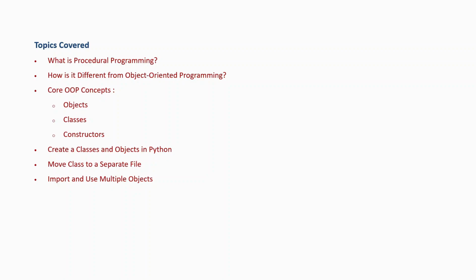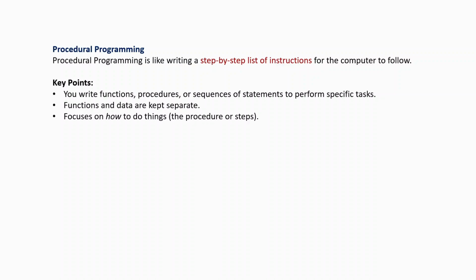Let's get started. Before diving into object-oriented programming, it is important to understand structural or procedural programming, the style used in earlier days with languages like C, Pascal, and Fortran. Procedural programming is like giving step-by-step instructions to the computer to perform a particular task.